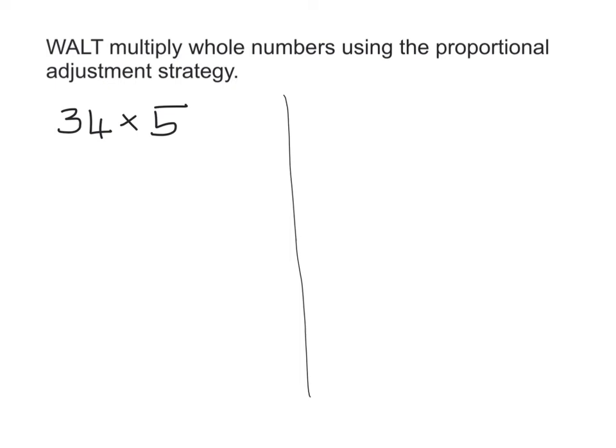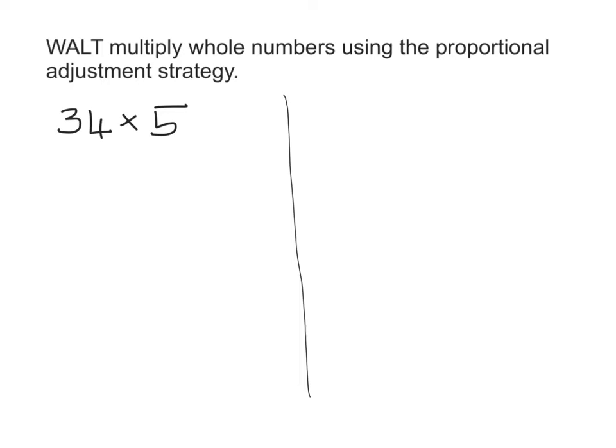Hi everybody. Today our learning intention is to multiply whole numbers using the proportional adjustment strategy. Just before we start, I want to remind you that always our aim in teaching you these strategies is to show you an easy way of performing multiplication and division problems mentally, in other words, without having to write down but inside your head. So the example we're going to start with today is 34 times 5.